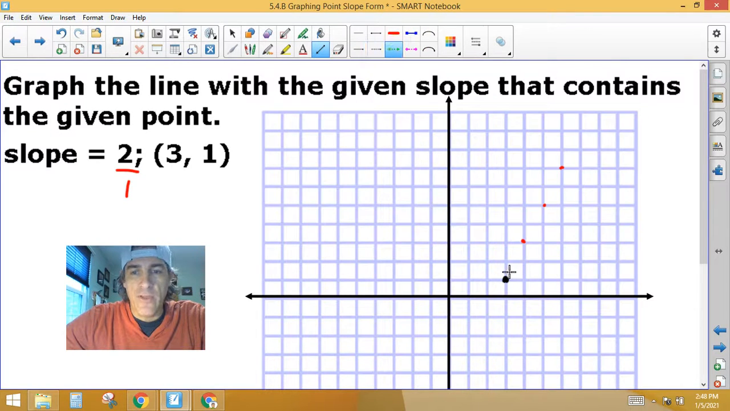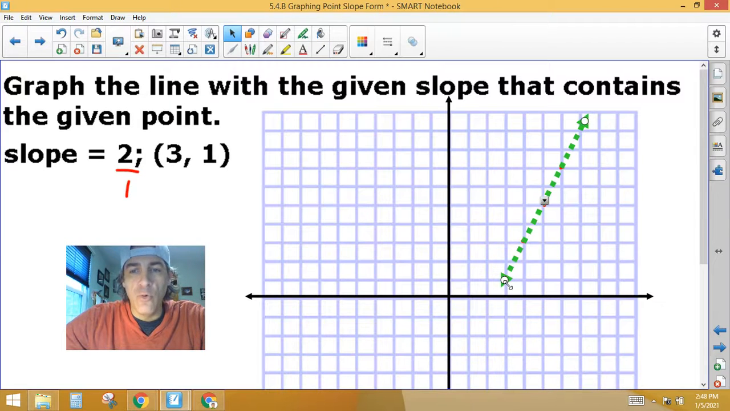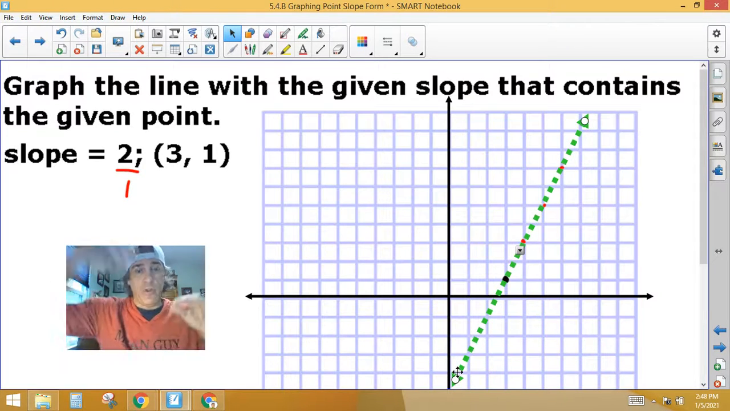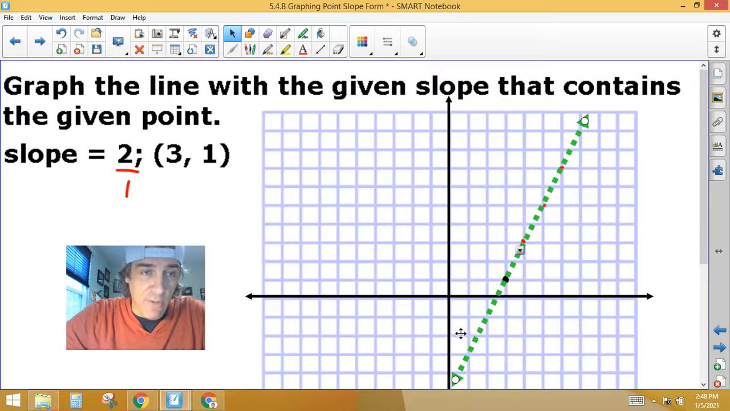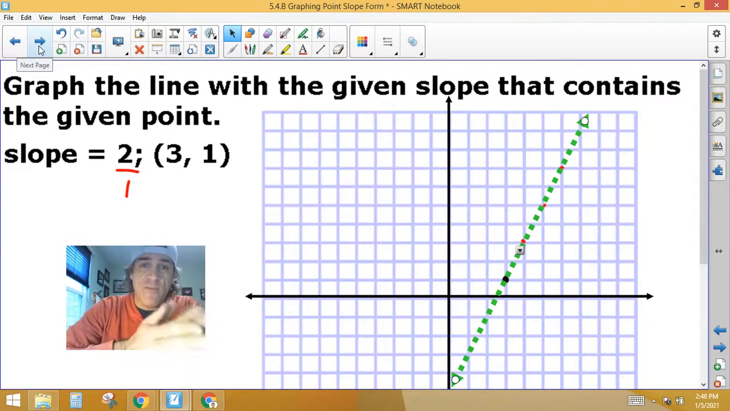And now what I can do is graph my line through my points. I want to extend it all the way through my graph. If my graph paper was bigger, I would make it longer. You want to go all the way through and make sure you put arrows at the end. All right, so that's if I have a point and a slope.